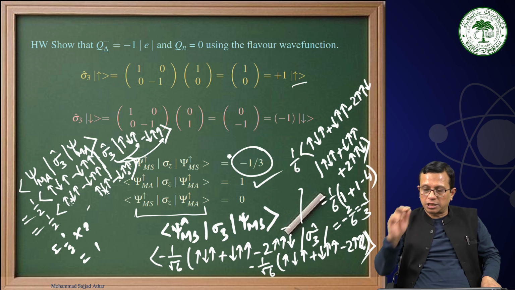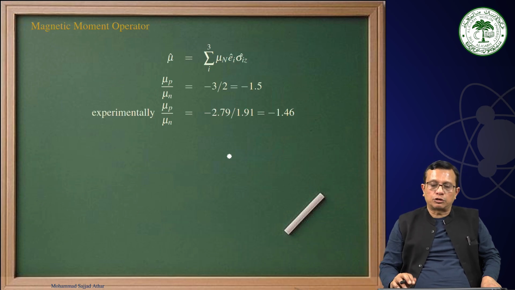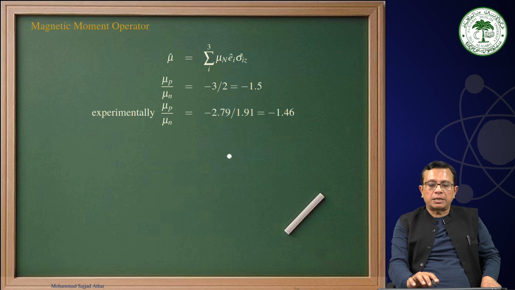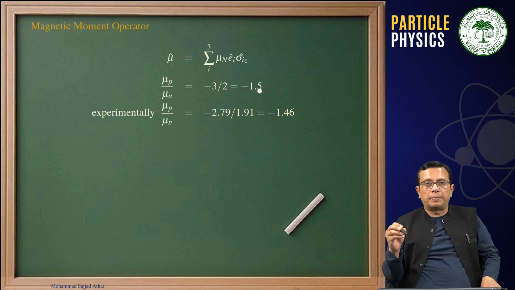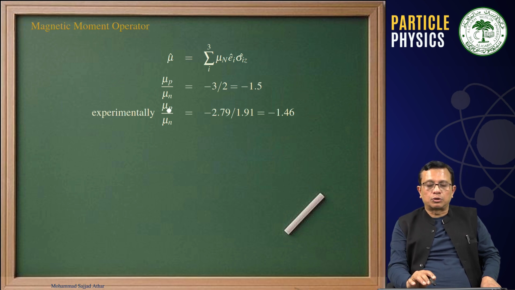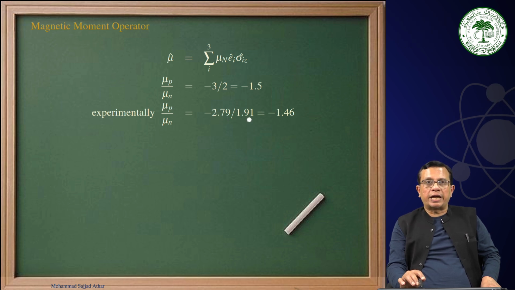Similarly, we can calculate the expectation value corresponding to the charge operator. Now, the magnetic moment operator is defined as mu n e_i sigma_i z. And we know that mu p by mu n, when we calculate it in the quark model, turns out to be minus 3 by 2, that is minus 1.5. While experimentally, mu p by mu n is 2.79 nuclear magneton for the proton and minus 1.91 for the neutron, and this is minus 1.46.